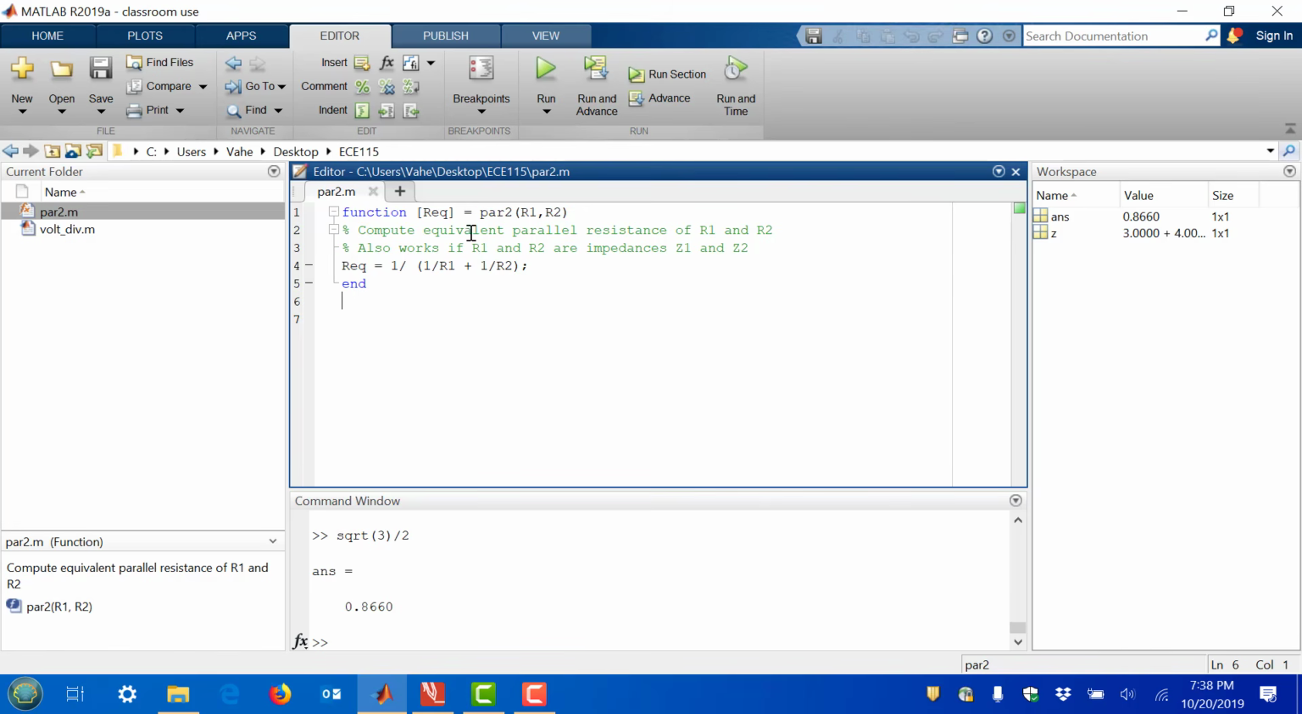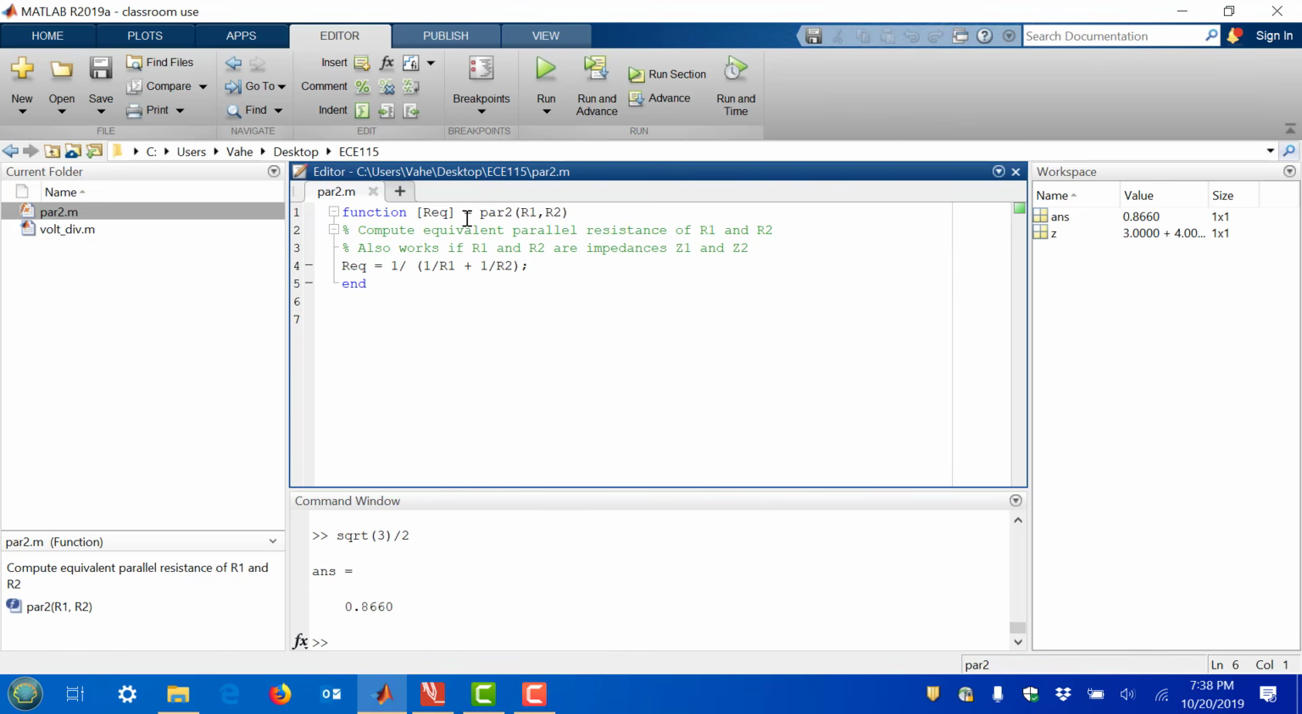So the way this goes is the function part2 takes in 2 inputs. The things in the parentheses are the inputs that are going to go into this function. And I'll illustrate to you how you actually use it. But part2 has 2 inputs and it has 1 output. The output is on the left side, just like an equation, and it's being shown in this square bracket. So the output is called REQ, and the inputs are R1 and R2.